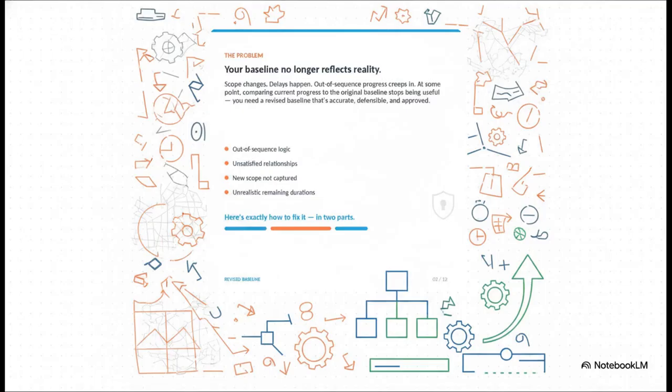Look, when reality hits, the symptoms are super obvious. Honestly, trying to measure progress with a broken baseline is exactly like trying to navigate a modern city using a map from 1990. It just doesn't work. You start seeing out-of-sequence logic, relationships between tasks get completely unsatisfied because work happened out of order, or maybe new scope gets added through change requests, but it's nowhere to be found in the original baseline. And suddenly, you're left with completely unrealistic remaining durations. When these symptoms start creeping in, your baseline stops being a helpful measurement tool and just becomes a massive source of confusion. You desperately need a revised baseline that is accurate, approved, and defensible.